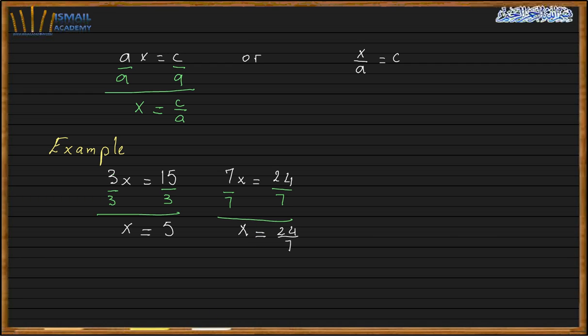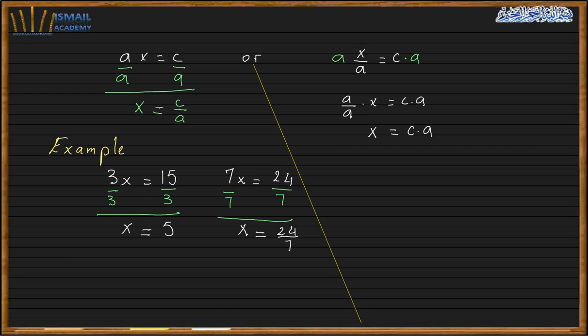So this is for that case. For the second case here, we have x divided by a number is c. So what I do here, we multiply both sides by the same number. I will have a divided by a times x equals c times a. A divided by a is 1, so I will have 1x equal c times a. Because we multiply both sides by the same number, the equals stay the same.